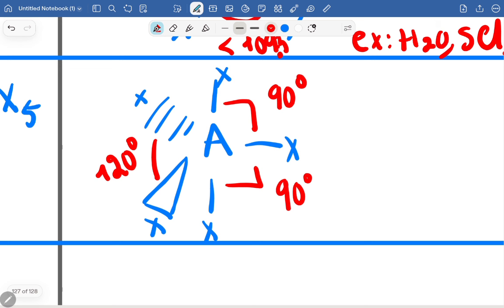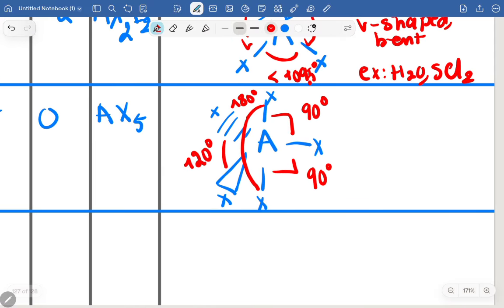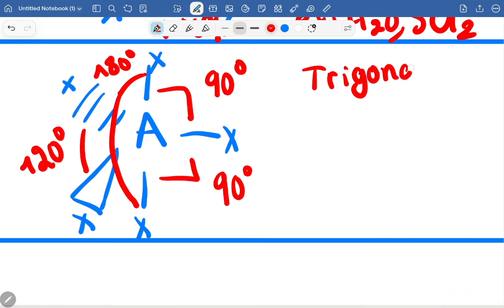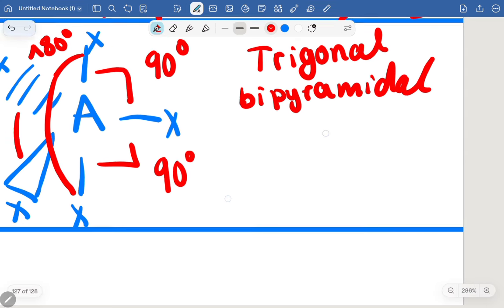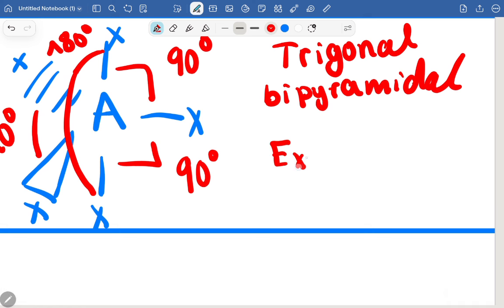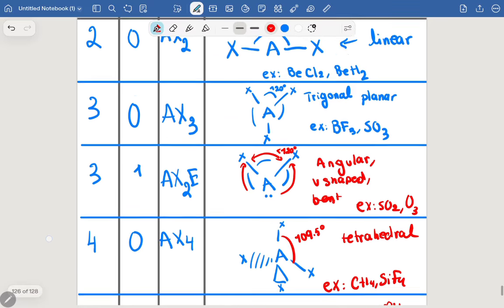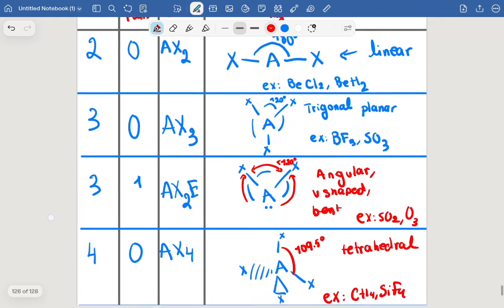Now, something that's more important is that from this side of the plane, this being in the plane and this being in the plane, the total angle in between them is 180 degrees. This is very important to keep in mind. So in this one, we have 3 different angles, which are 90 degrees, 180 degrees, and 120 degrees. And what do we call this shape? We call this a trigonal bipyramidal, okay? Now, an example of this would be PCl5. So basically, so far we've done 1, 2, 3, 4, 5, 6, 7.